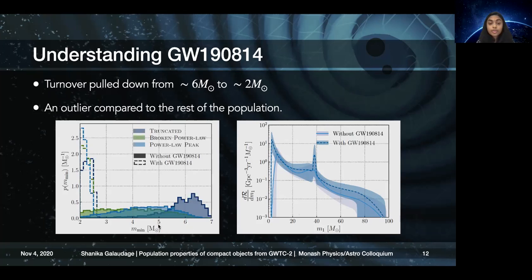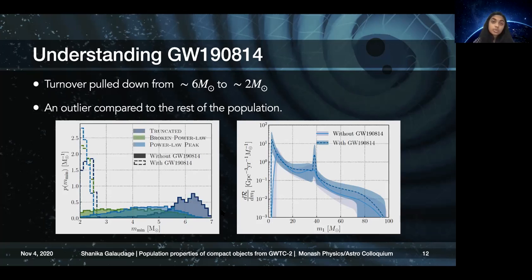Here we plot the minimum mass distribution for different mass models. The shaded ones represent the minimum mass without 190814, and the non-shaded represents with 190814. So including this event significantly shifts our minimum mass. The fact that it shifts the position of the turnover suggests that our model isn't really a good fit with this event, suggesting that it's an outlier to the population.